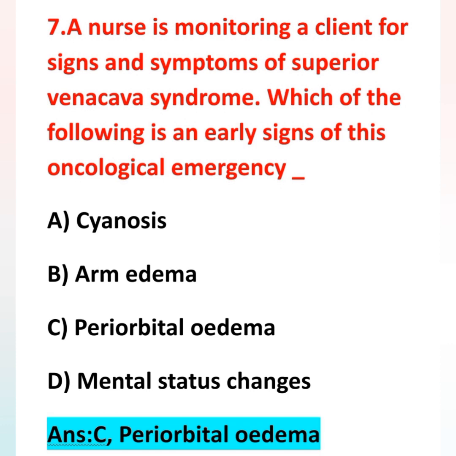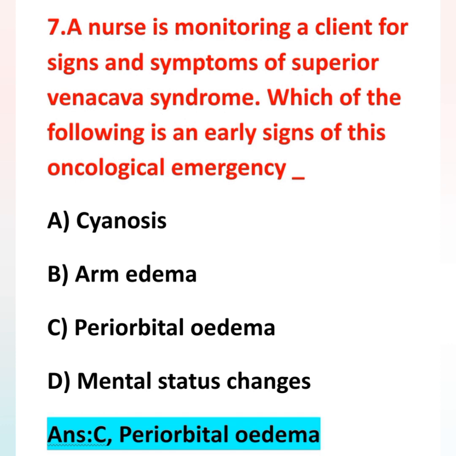and also the client complains of compression or edema of the hands and arms, that is arm edema also. But the early sign is periorbital edema, and next to that arm edema will come, and also mental status changes and cyanosis will come, but the most important sign is periorbital edema, that is edema especially of the face and around the eyes. So here in this question option C is the correct answer.